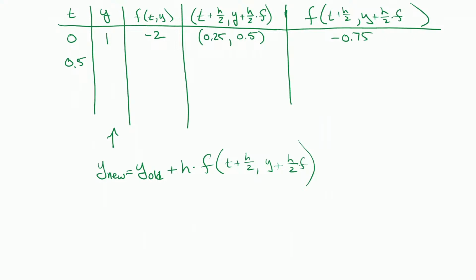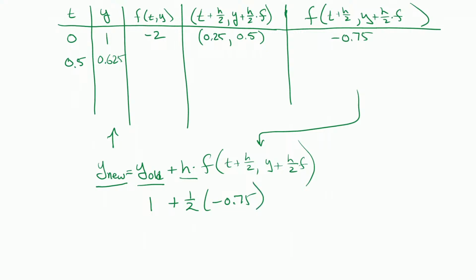So in other words, I'm going to take this column and use it to compute the new value of y. That's it. I could do this here. It's 1 plus h is 1/2 times negative 0.75. So that's negative 0.375. So this is going to be 0.5625.